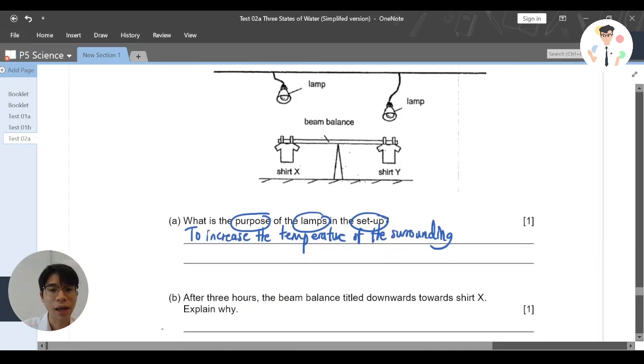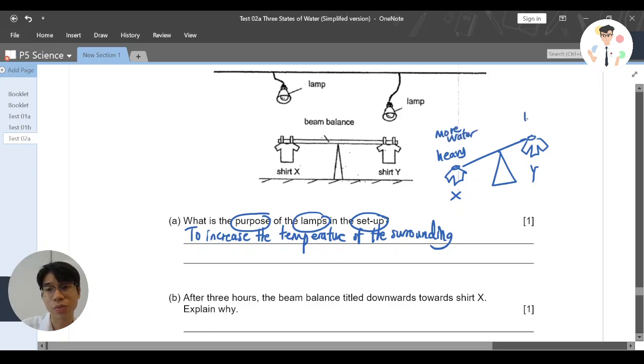Now B, after 3 hours, the beam balance tilted downwards to X. So for example, it will be like this: the shirt like this, the shirt like this. X going down, Y going up, means that X is more heavy. Why is it more heavy? Because there is more water.